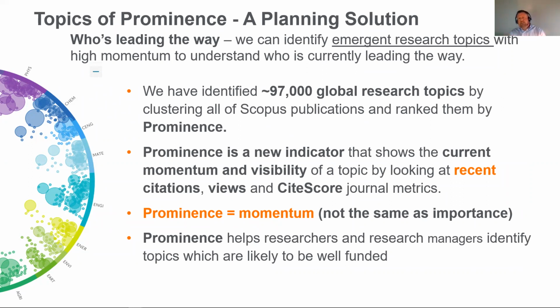There's about 97,000 global research topics. And what Prominence does is it says, what are the recent citations? What are the recent views and the CiteScore journal metrics? And let's create a momentum chart. It's not the same as importance, but it does help researchers and research managers identify which topics are going to likely be well funded.